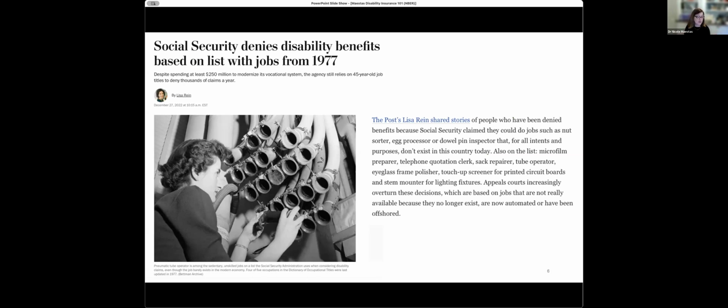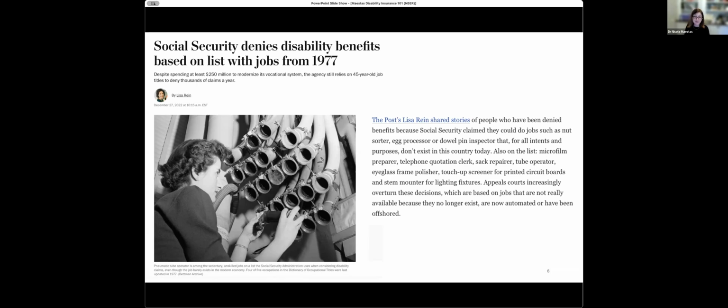And this is an article from less than 2 years ago, where a reporter from the Washington Post noted that the pneumatic tube operator is among the sedentary, unskilled jobs on a list the Social Security Administration uses when considering disability claims, even though the job barely exists in the modern economy. Okay. And this gives a list of other jobs that are often offered up to people as the reason why their benefit application is denied.